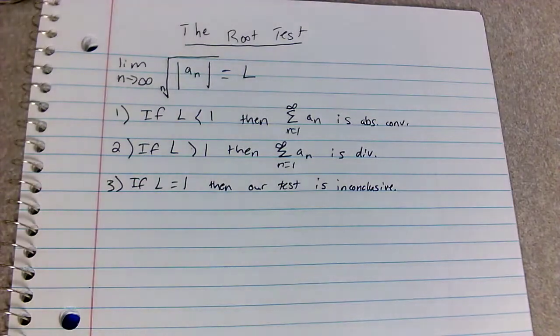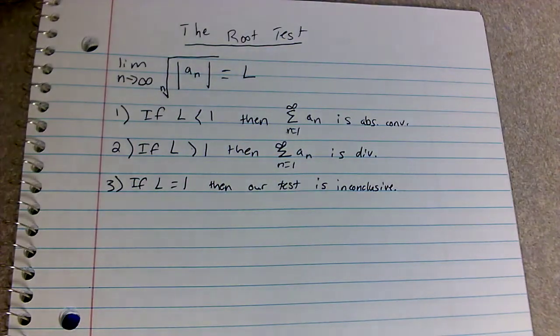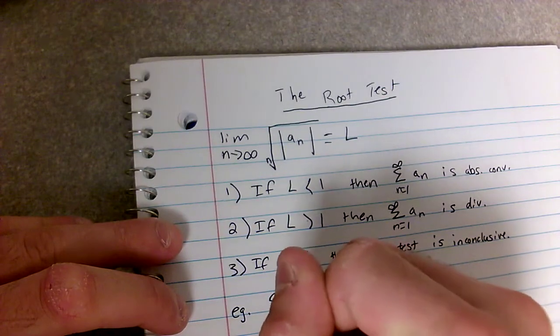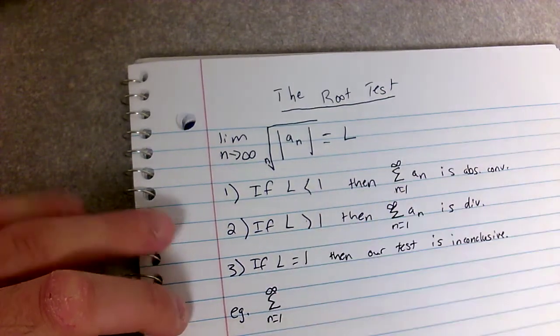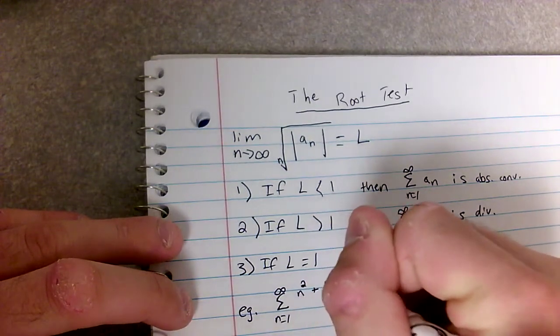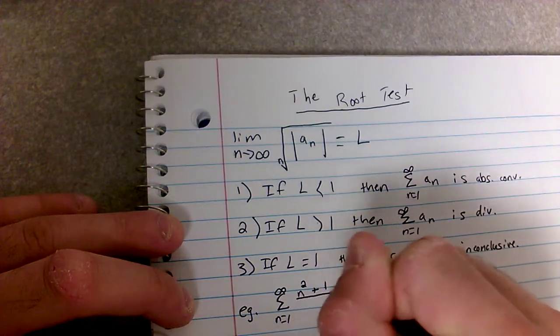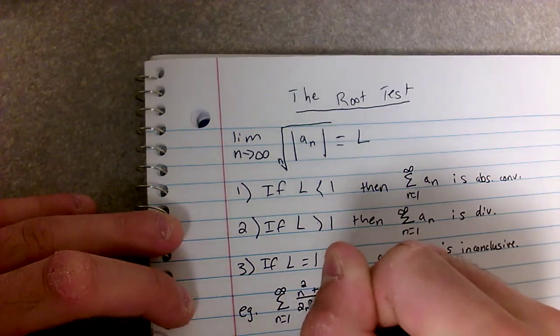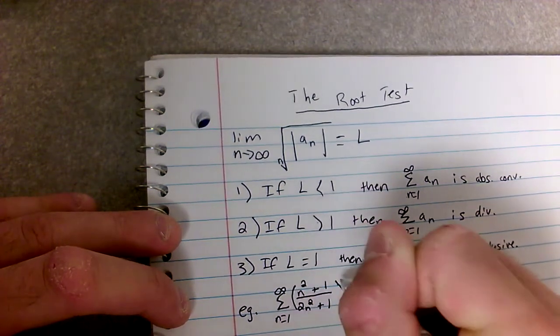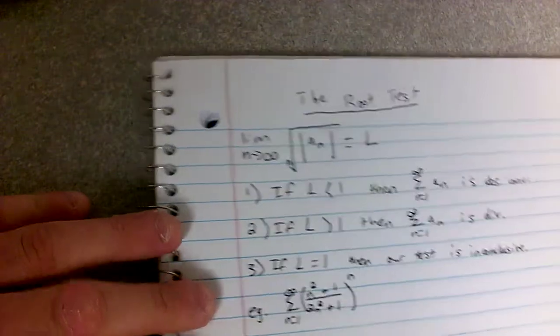So I do have an example here. Okay, so for example, we're given this series. We're going to have n squared plus 1 over 2n squared plus 1, and this whole thing raised to the nth power.